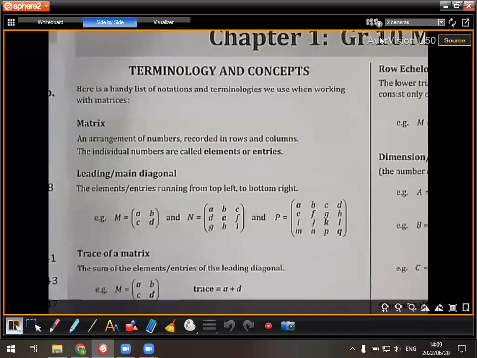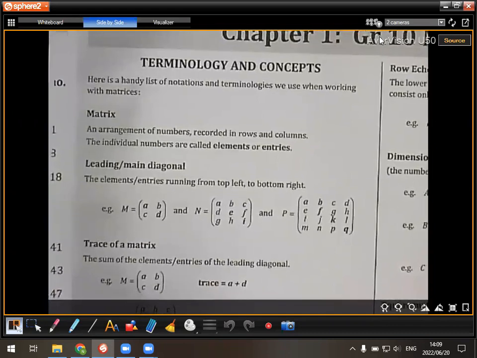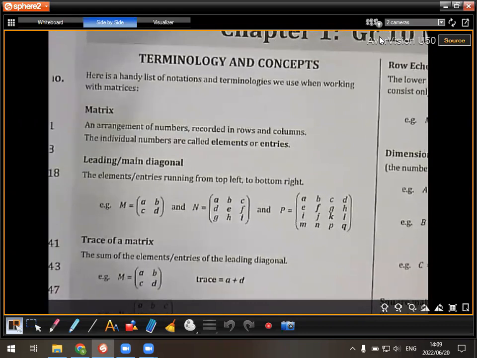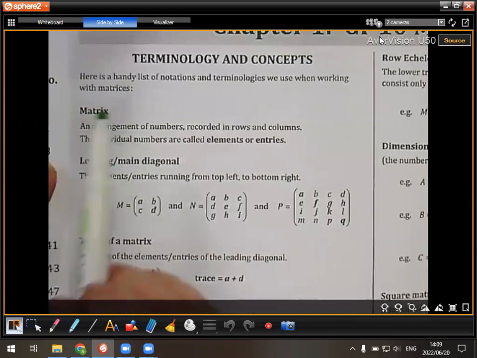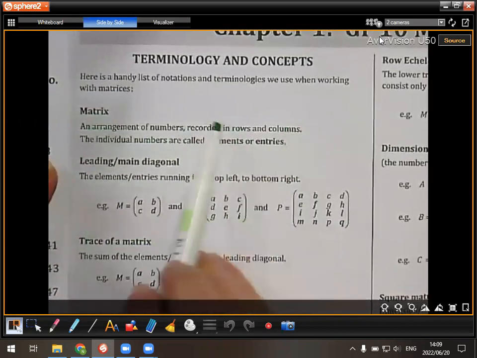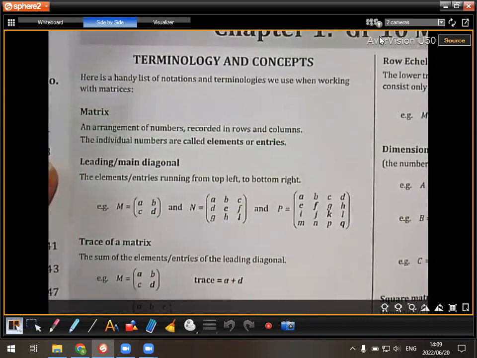All right. You have to remember all of these terms. We don't really ask you what is a matrix, but obviously you need to know what the terminology is. Yeah, you need to know these terms in order to apply them. So basically, a matrix is an arrangement of numbers recorded in rows and columns. All right, so that is going to be quite important going forward, the difference between a row and a column.